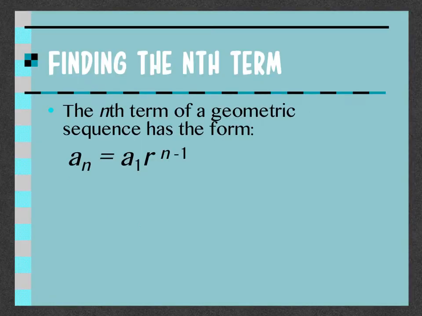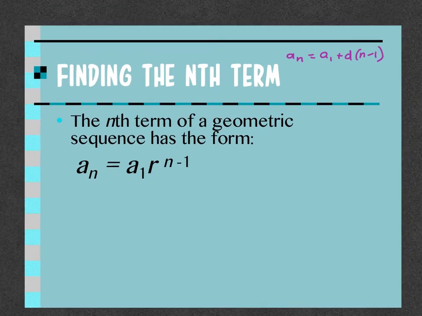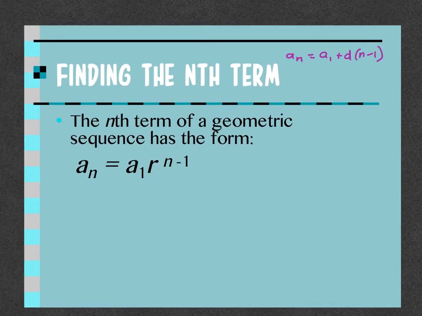All right, now we've got the formula for the nth term of geometric. So remember, nth term of arithmetic is the other one we know. So we're going to know 2 of these. If it's arithmetic, it's a1 plus d times n minus 1. If it's geometric, it's a1 times, which should make sense because it's multiplication, times r to the n minus 1. So in this case, you'll plug in a number for A1, you'll plug in a number for R, your exponent will stay n minus 1.